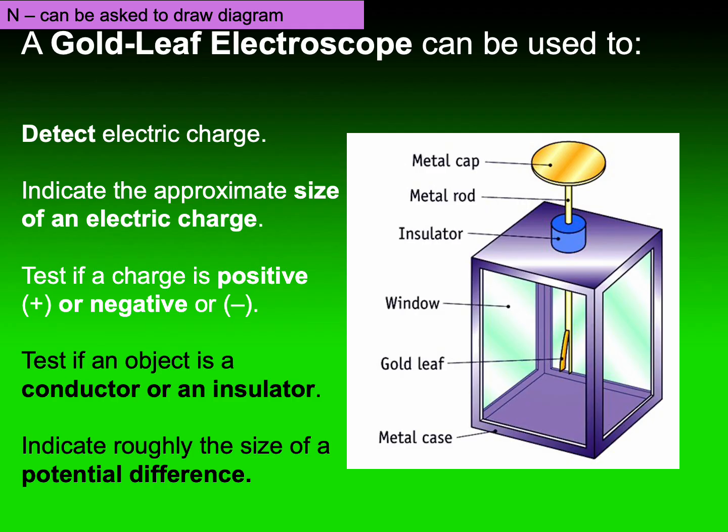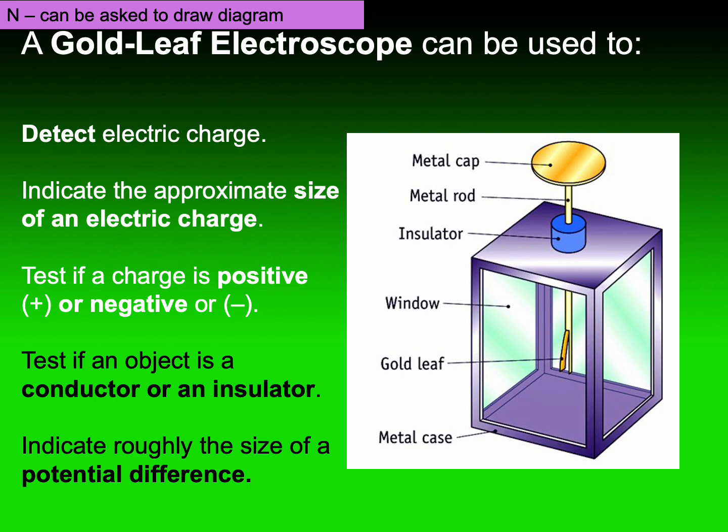You can charge it, so like we did a while ago, charging by induction. You can charge the gold leaf by induction, and then it can be used to test whether a charge is positive or negative. It can detect charge, and it can test if something is a conductor or an insulator. It has been asked in an exam before to draw and label a gold leaf electroscope. I'm not going to get you to do that today, but be aware that it can be asked. And they'll be looking for a few of the key parts: the metal cap, the insulator in between, the metal rod and the gold leaf, and then the surrounds of it being the metal case and the glass window.